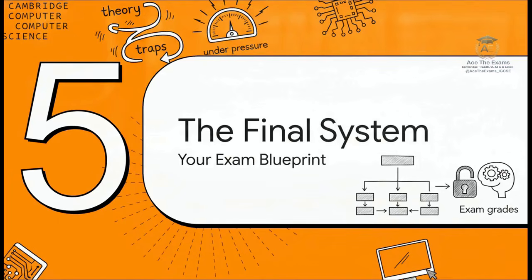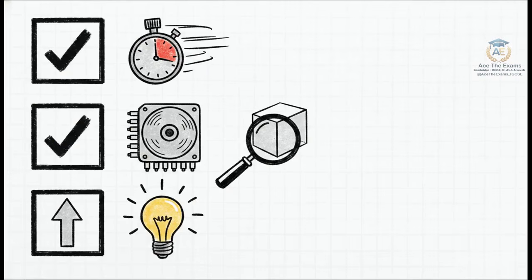Finally, Section 5, the final system. Let's lock down your exam blueprint. This right here is your evaluative thinking checklist for the final stage of the deconstruct, solve, evaluate methodology. Whenever a question asks you to evaluate an algorithm using conditional or unconditional instructions, you run straight through this list.